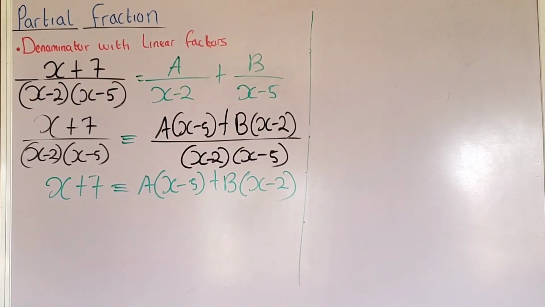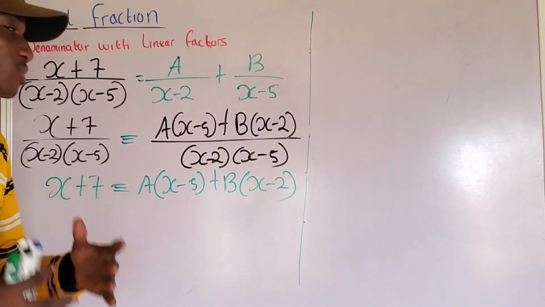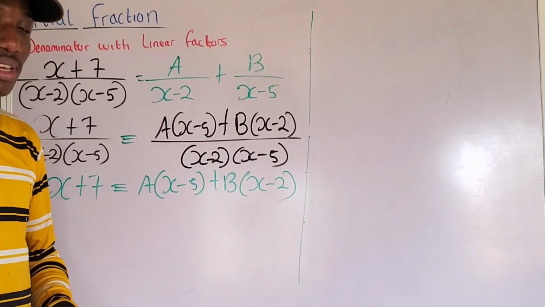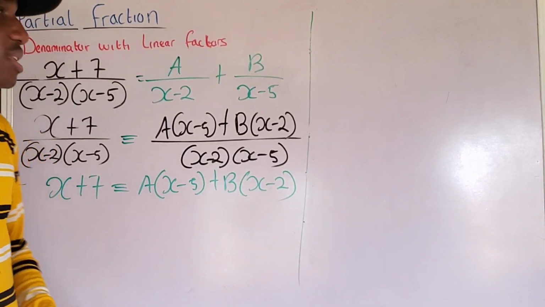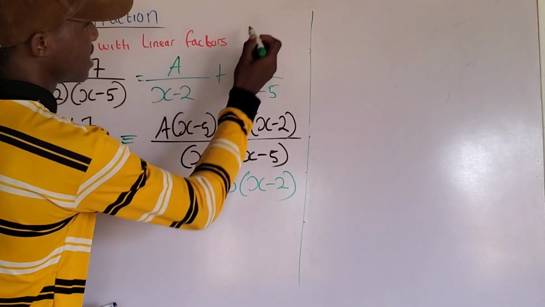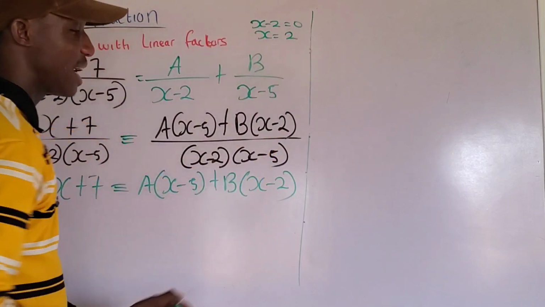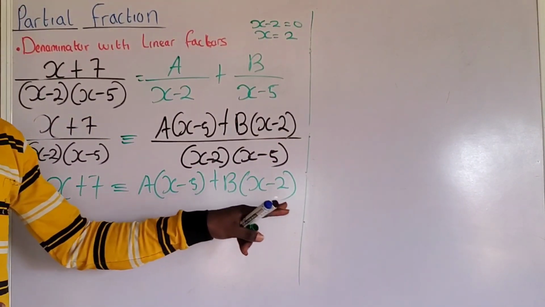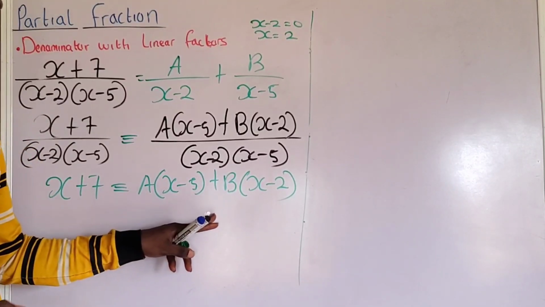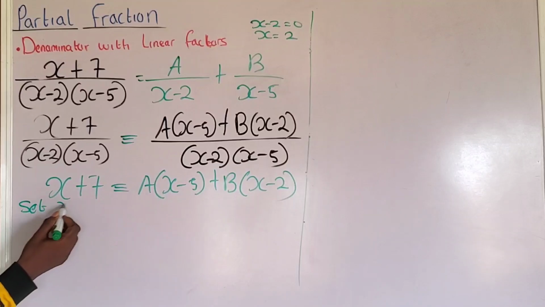To get the value of A, you have to set x equal to a number. You're going to set x equal to a number that will make B equal to 0. You understand? For example, you know that the factor that B is attached to is x − 2. For this, I'm going to set x − 2 equal to 0. So I'm going to have x equals 2. That means that if I substitute the value of x as 2 into this equation, B will be equal to 0. Then I can get the value of A. Do you understand? Okay, let us proceed. Set x equals 2.